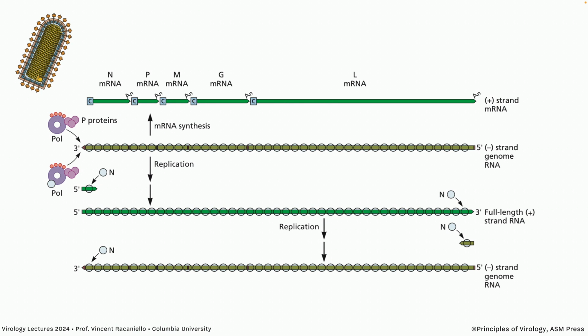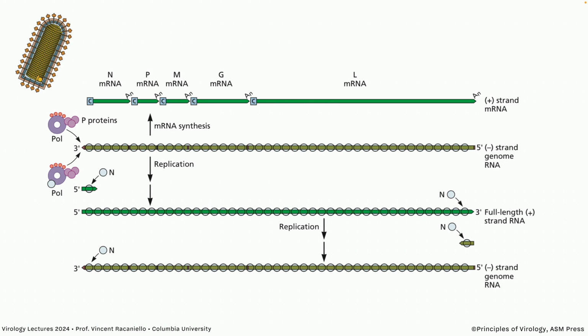So the polymerase switches modes. It begins to make full-length plus strand. And the switch is controlled by the nucleocapsid protein, the N protein. As you make more and more N protein in an infection, the nucleocapsid protein coats the plus strand RNA that is being made, and it forces the polymerase to keep copying without terminating and making individual mRNAs. So the N protein acts sort of like an anti-terminator.